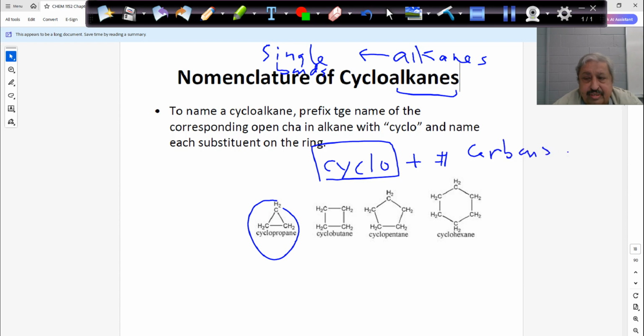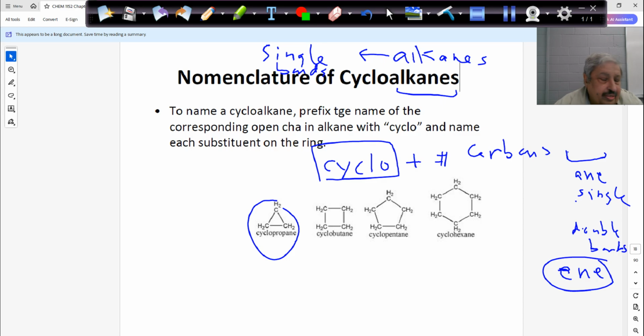Then the single bond is ane, and the double bond is ene, with E-N-E at the end. So ene at the end. Correct?